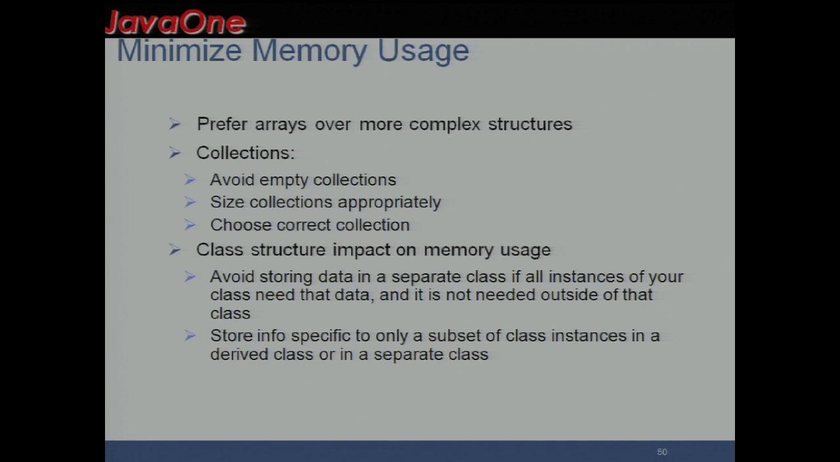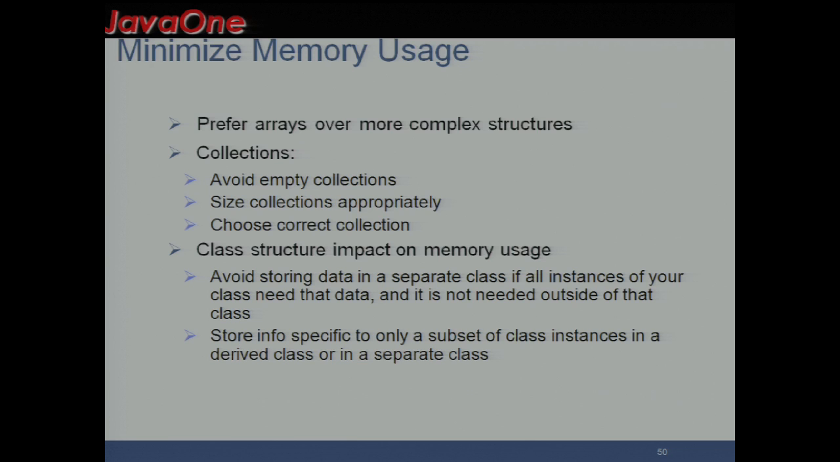So tracking and controlling memory usage is useful, but the best thing, of course, is to avoid allocating memory in the first place. So what are some ways you can do that? Well, you should always prefer arrays over complex structures. If you can use an array instead of a list, do it. It's much more memory efficient. When it comes to collections, avoid empty collections. You really want to have lazy allocation, not allocate collections until you're actually ready to stick something in there, right?